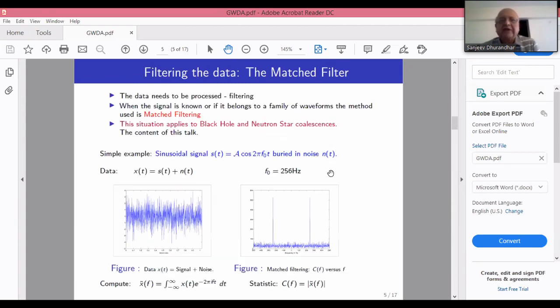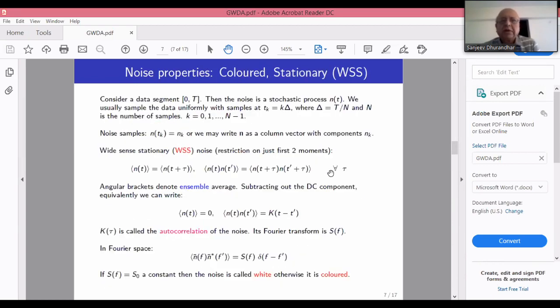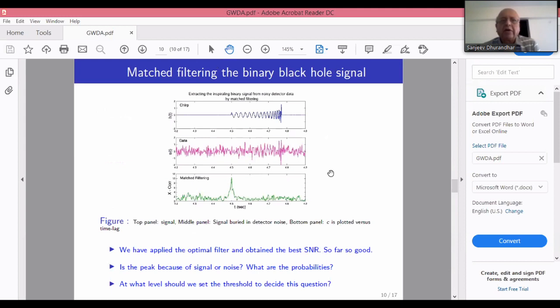Do the match filtering. I don't know what you're referring to here. When you do the match filtering, you get a peak. What now? Should we stop the signal?